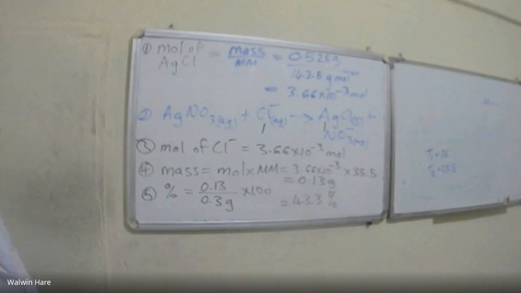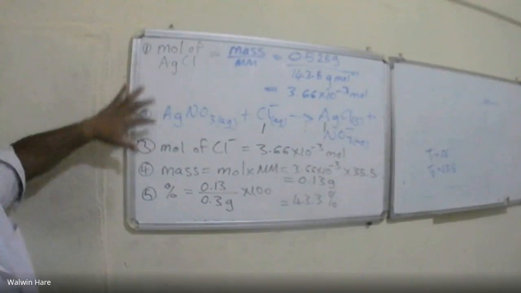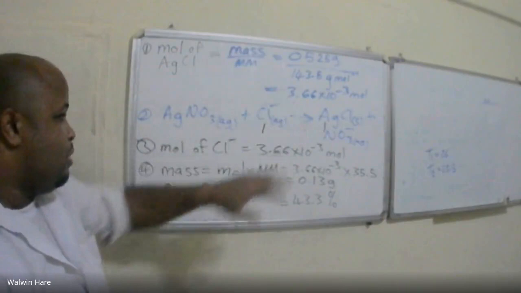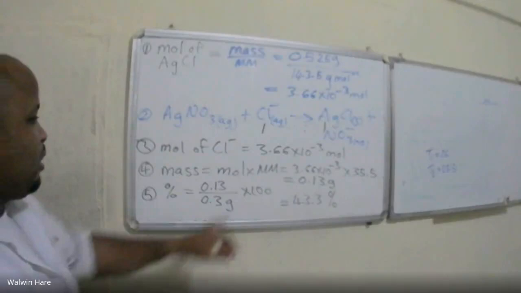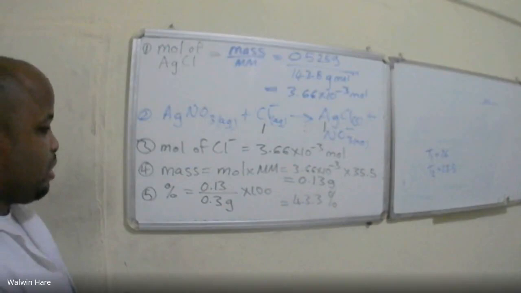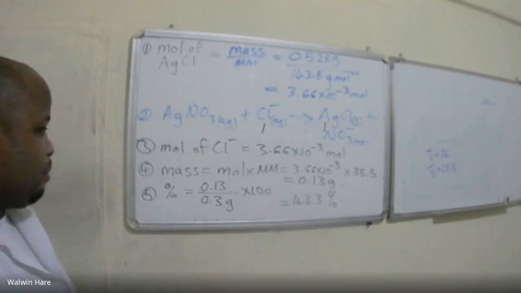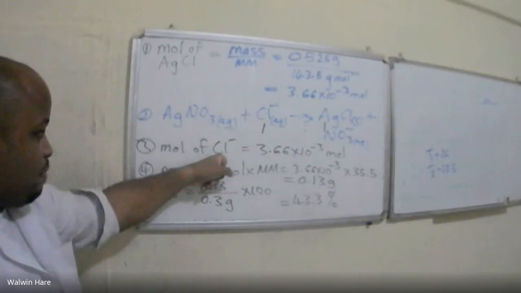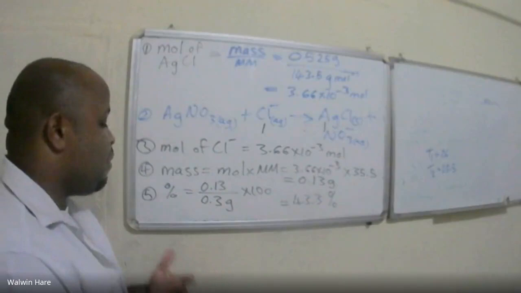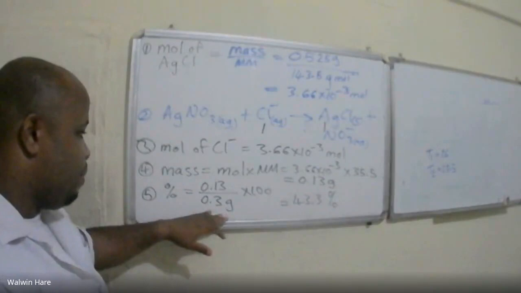Good. So, good job. So as you can see, the procedure is the same. Calculate the moles of your precipitate, write your precipitating equation, use the mole ratio to get the moles of the analyte, in this case the chloride ion. Once you have the moles, if they wanted concentration, you would have gotten a volume, and at that point you would have put moles over volume. But they ask for mass, so it's moles times the molar mass of this ion. Right? And then percentage is the mass of the compound, or in this case the ion, over the mass of this sample times 100.